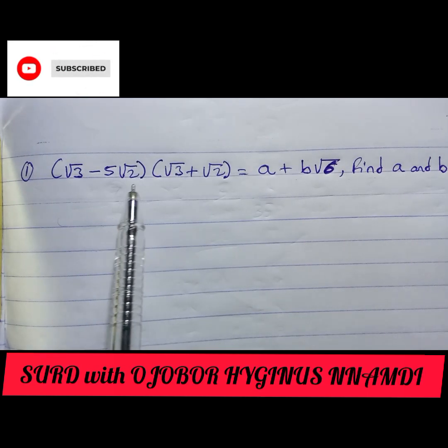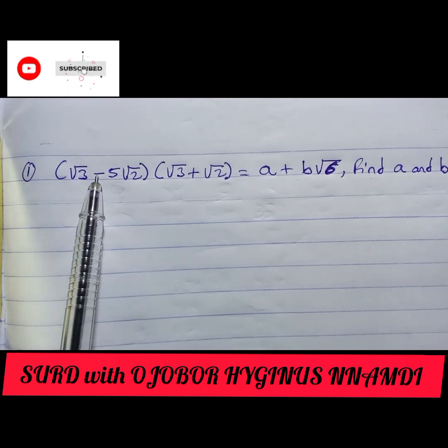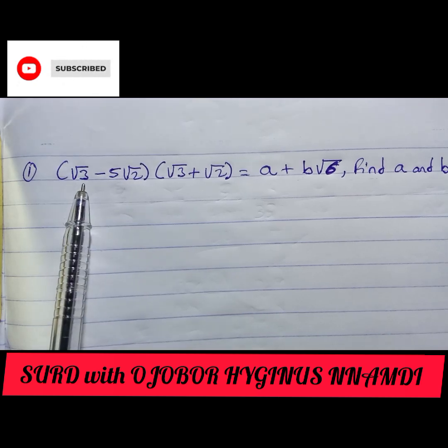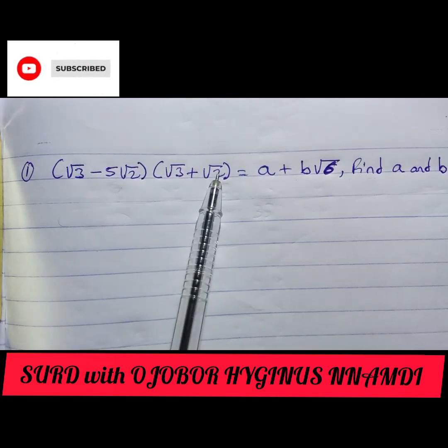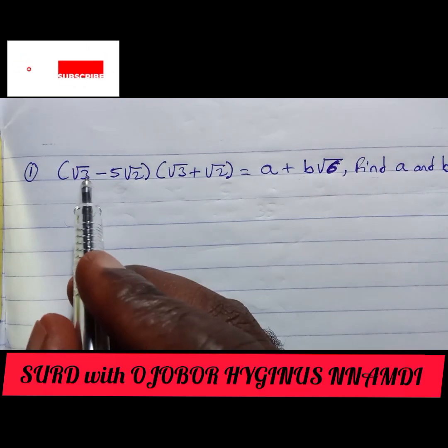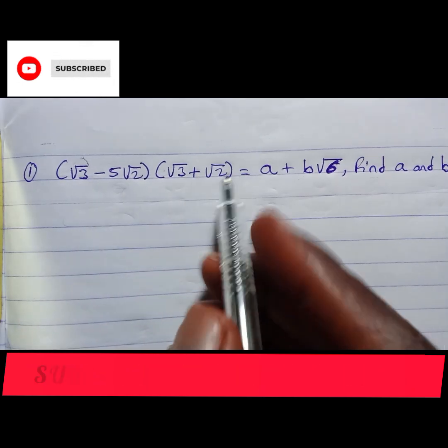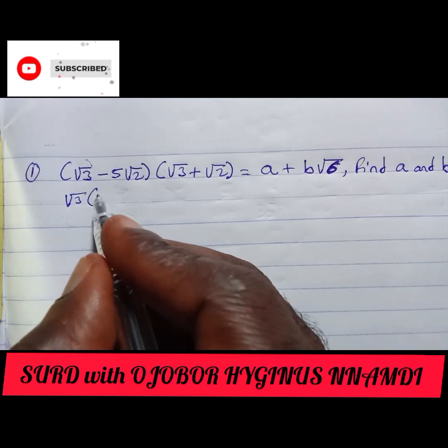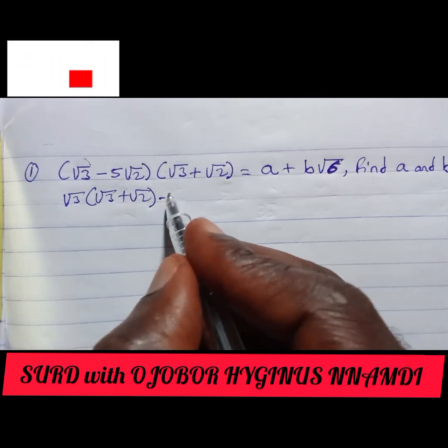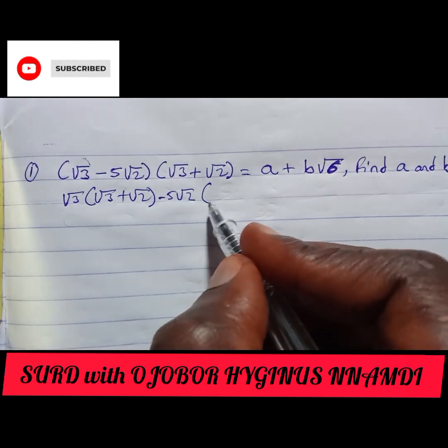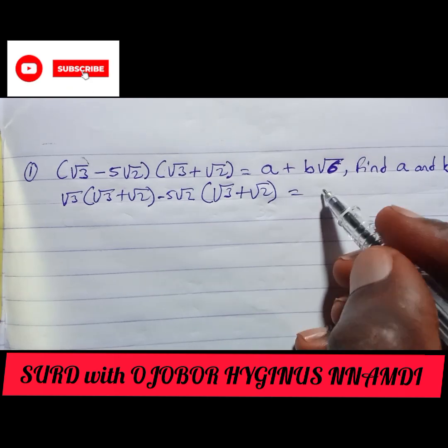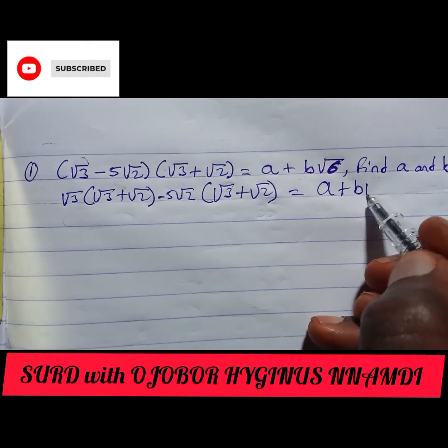to simplify we need to open the bracket, because √3 cannot be subtracted from 5√2, neither can √3 be added to √2, because they are not similar surds. So we open the bracket. Remember, in opening the bracket, we use this first term to multiply the entire bracket. That is to say, √3 multiplied by (√3 + √2). We also use the second term, which is −5√2, to multiply (√3 + √2). And that is equal to a + b√6.